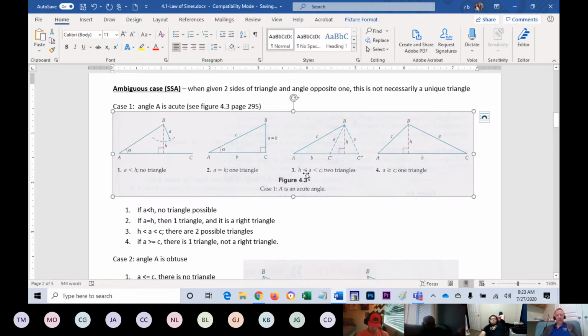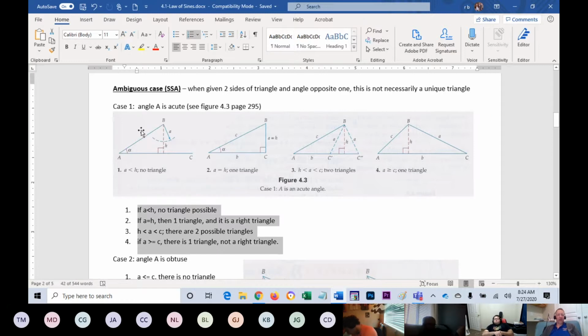then, but it's less, so if A is in between the height of your triangle and C, you're going to have two triangles. You could either have this obtuse triangle here, ABC, or you could have this acute triangle ABC. And so you've got two triangles you can draw. And so that's if your A is in between the height and side C. Okay, so you'll notice here we've got a C prime and a C double prime. Now, if A is greater than or equal to C, then you're going to only have one triangle. So these are the four situations that you can have with case number one.